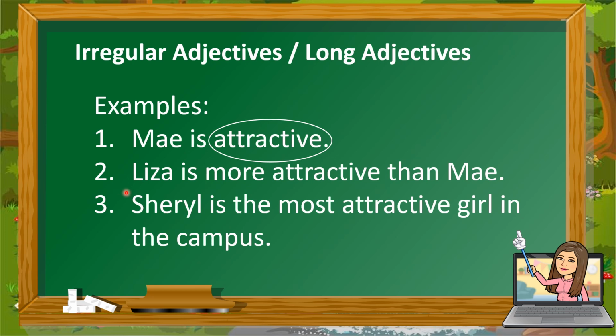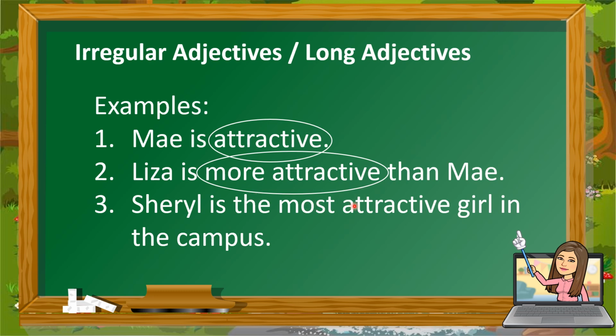Number 2, Lisa is more attractive than May. So we are comparing 2 persons in here, Lisa and May. Okay, so can you see the clue in there? There is the word than. This is the clue. That is the clue under comparative degree. So the adjective in there is more attractive.